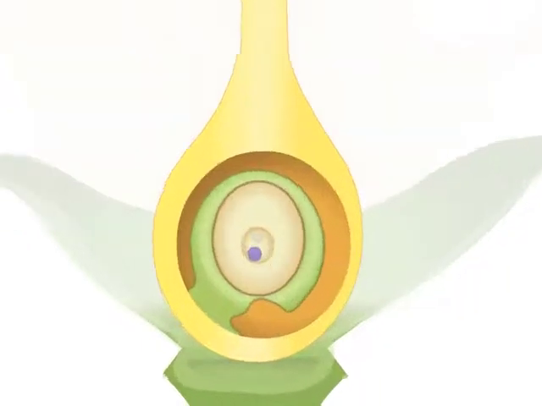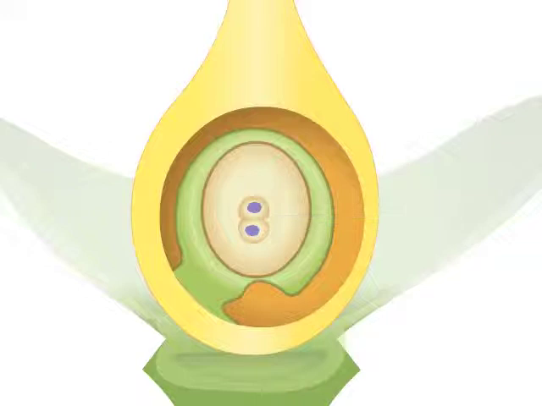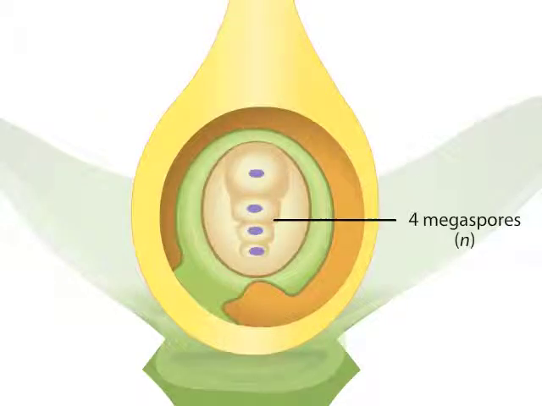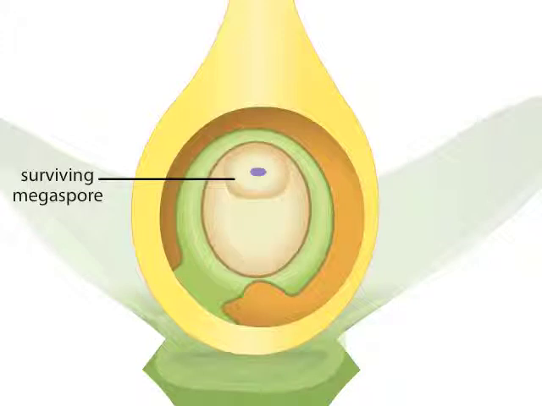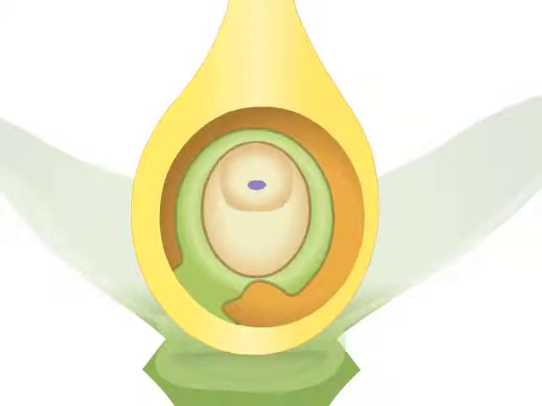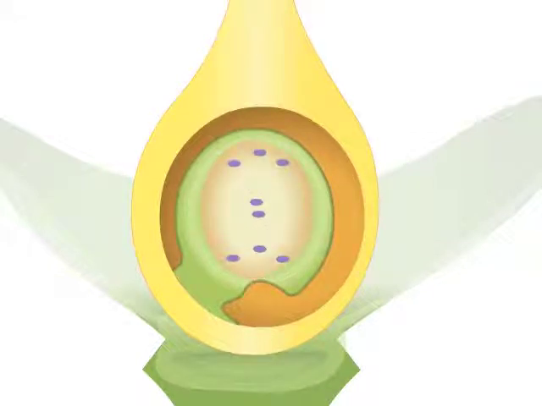This cell is diploid and undergoes meiosis to produce 4 haploid megaspores. In most species, 3 degenerate, leaving 1 surviving megaspore. The 1 surviving megaspore then undergoes 3 rounds of mitosis to produce 8 haploid nuclei.